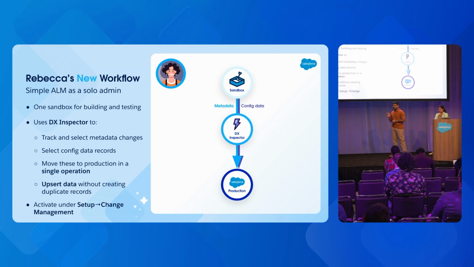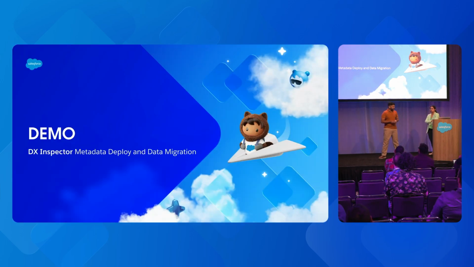So currently, to activate it, you have to go to Setup. Under Setup, there is a Change Management page. You just have to enable org preferences under it, so that you can start using both metadata and configuration data deployments. So let me do a quick demo of how this looks like.